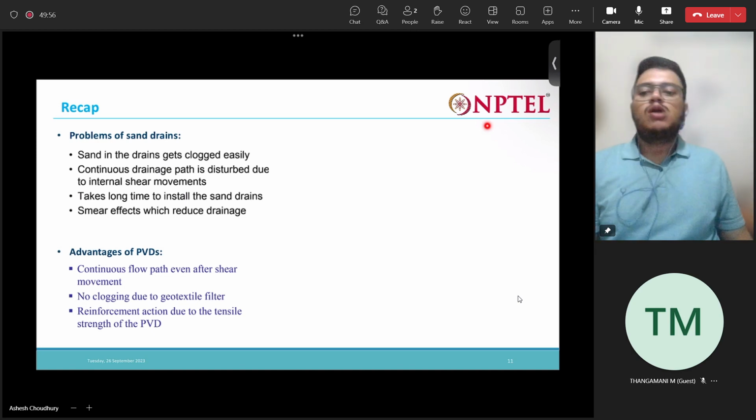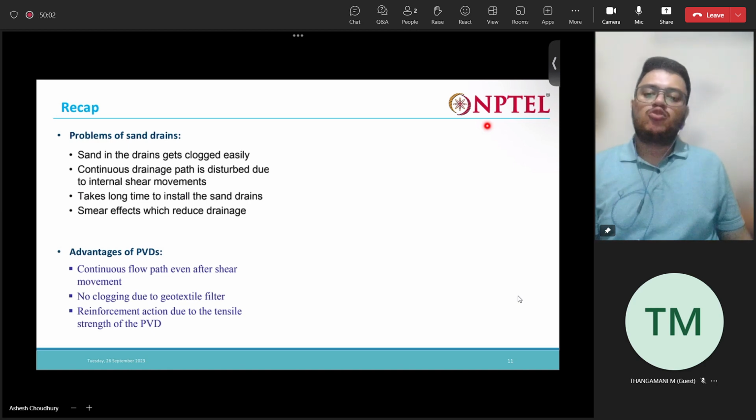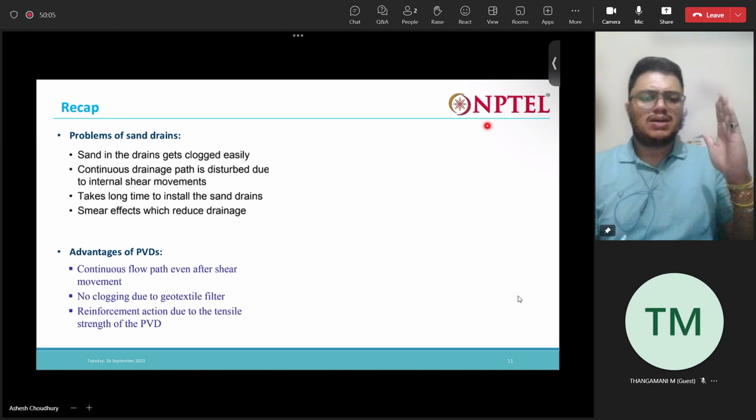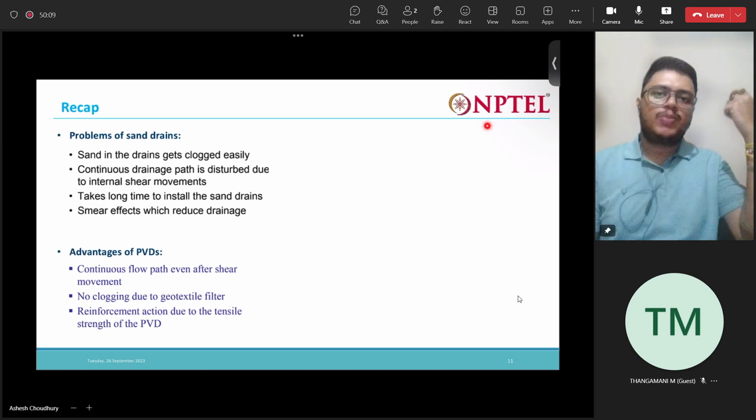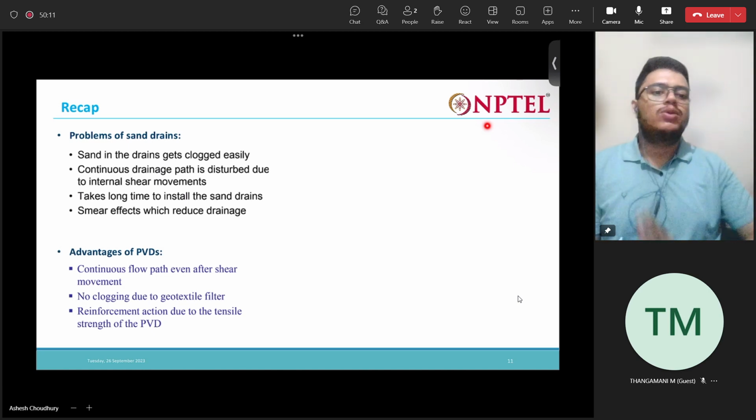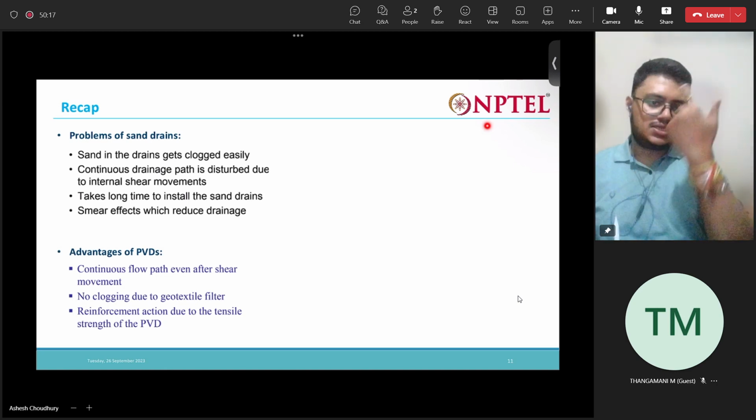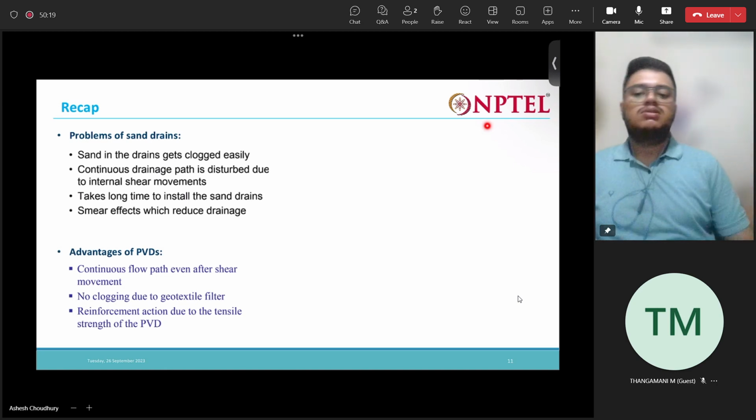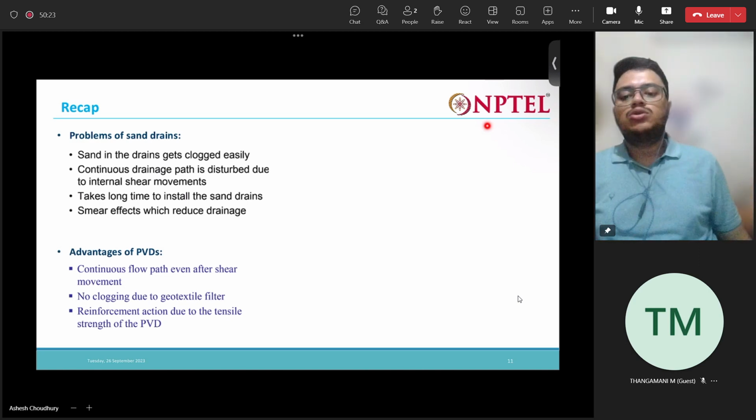Now the PVD actually overcomes this effect. There is a continuous flow path even after shear movement. Even if some movement is there, a continuous flow path is maintained because of the separate distinct corrugated core that the PVD has. Also, there is no clogging due to the geotextile filter.